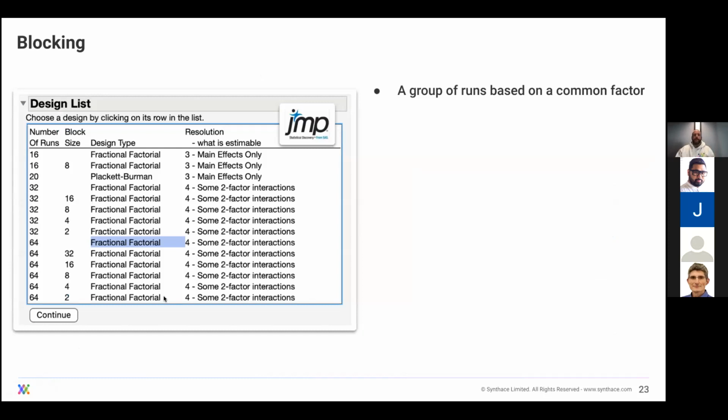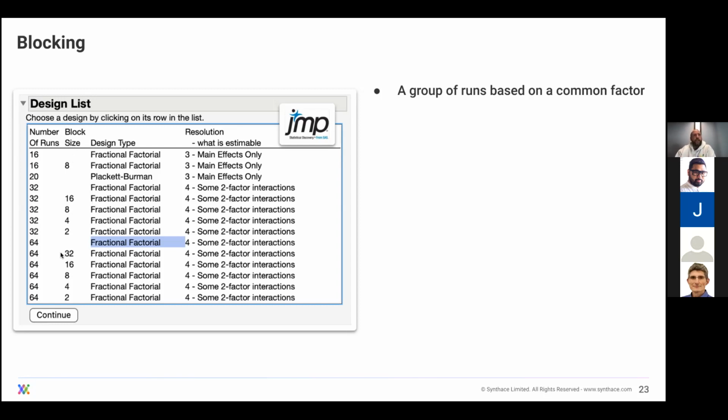So that was aliasing. And the next topic is blocking. Here we can see how fractional factorial designs in JMP are defined to be used for screening. And you will notice that you can specify a block size. Blocking in an experiment is grouping runs by a common factor. And we mentioned that this was a good strategy to deal with certain nuisance factors. In general, blocking is useful to remove known sources of variation, such as operators, materials, or timings.